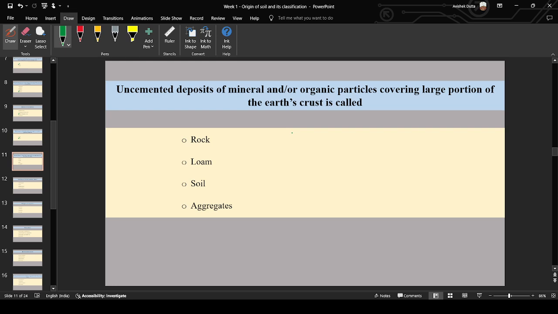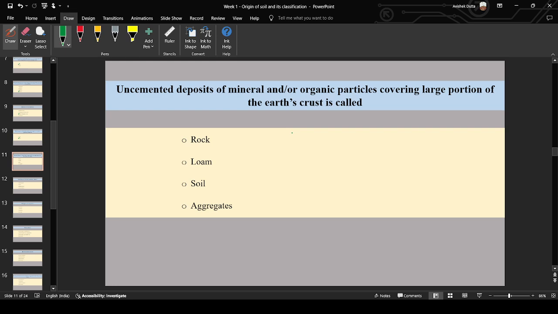So when the material is uncemented, that is, it is loose, it is composed of mineral and or organic particles and covering large portion of the earth's crust. It is definitely soil. Loam is a type of soil, and rock is generally found under the soil surface as a bedrock. Rock is not covering large portion of the earth's crust and is definitely not uncemented, though it has mineral or organic particles in it.